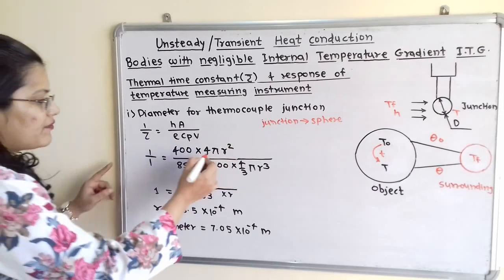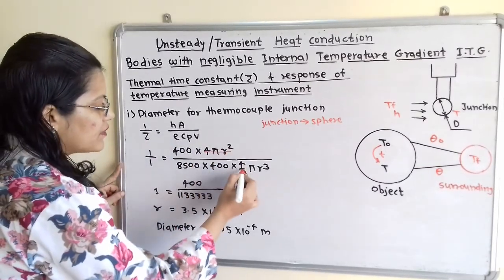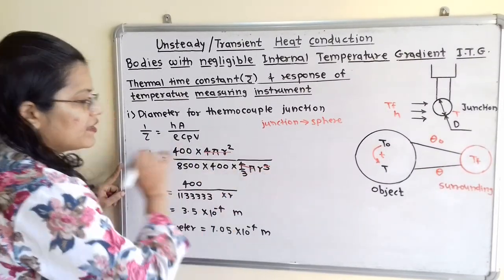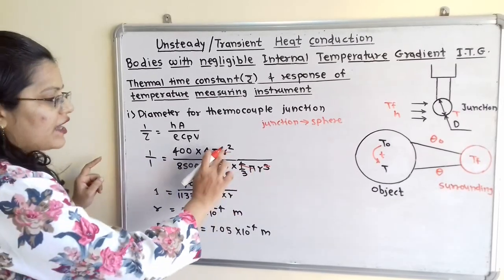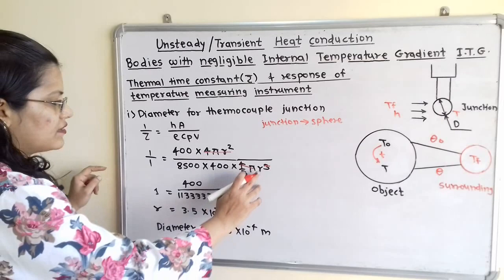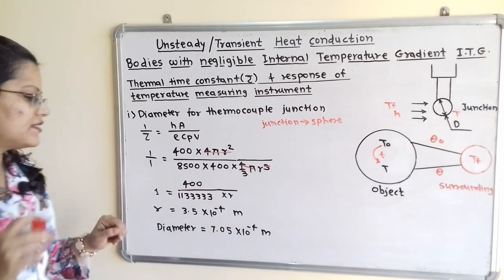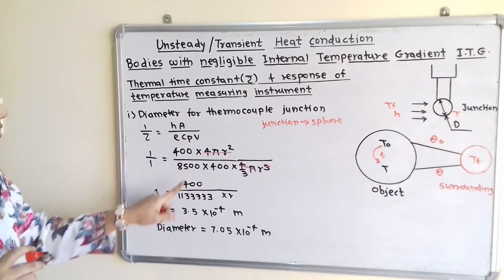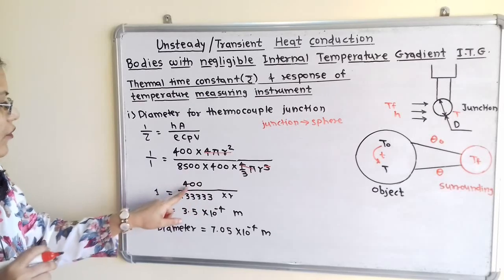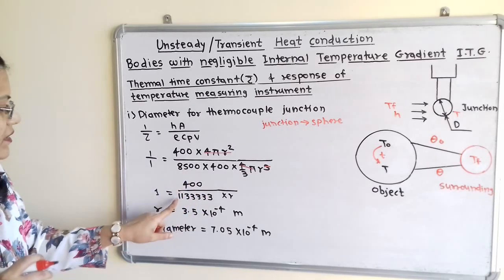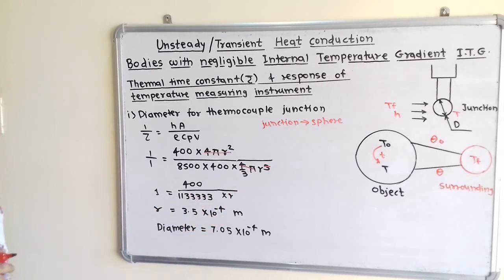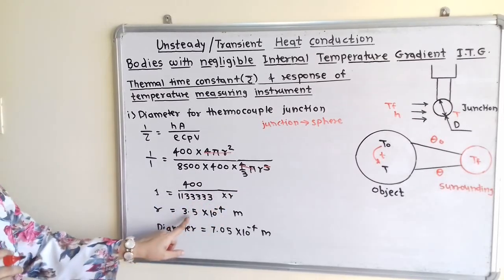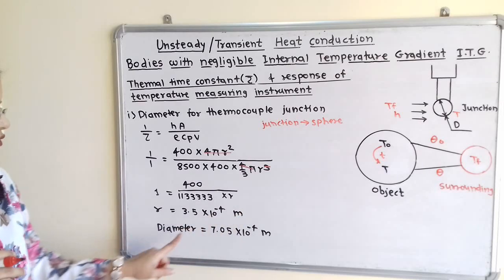Now we will simplify this. The 4 pi r square and 4 by 3 pi r cube get cancelled, so here only r remains. That is, r square and r cube get cancelled, so here r by 3 is there. When we solve this, we get 400 in the numerator and 1133333 into r in the denominator. So r is equal to 3.5 into 10 raised to minus 4 meter.